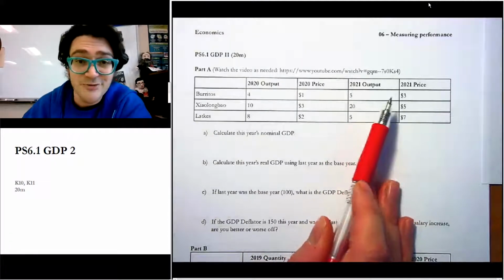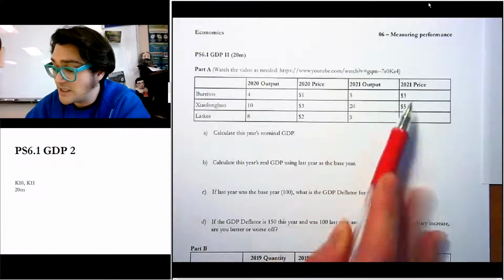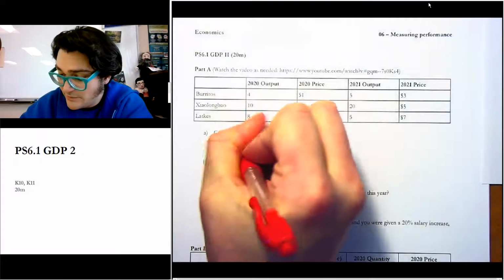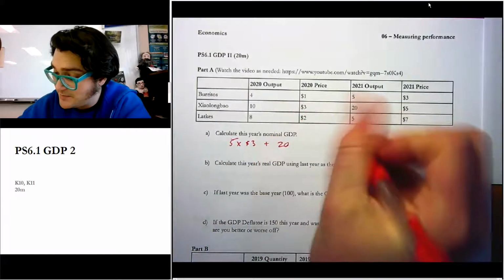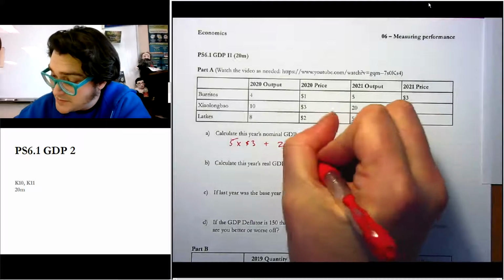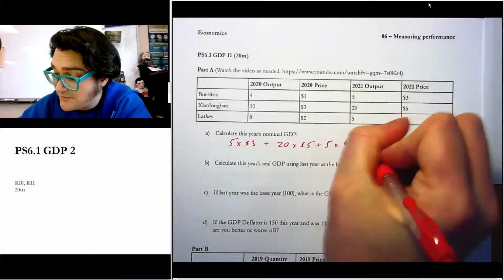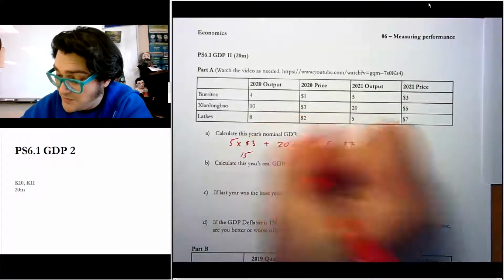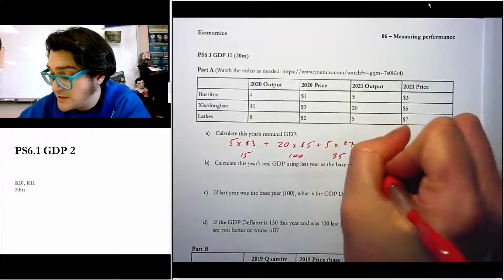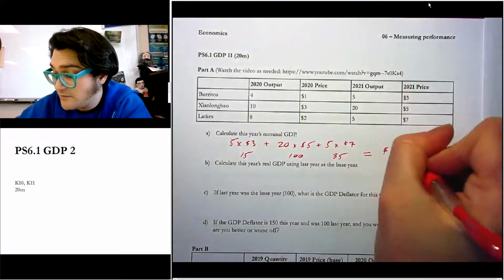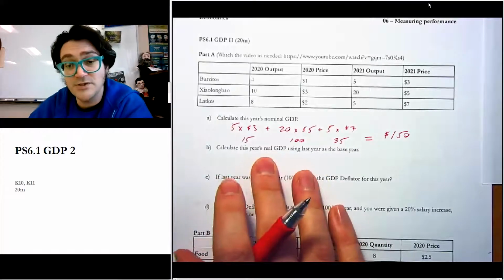So this year's, happy 2021. Maybe we'll see how this goes. 5 burritos times 3. So 5 times 3 plus 20 xiaolongbao times 5 plus 5 times 7. And so that's 15, and that's $100, and that's $35. And so that's $150. Now the second one says calculate this year's real GDP using last year as the base year.